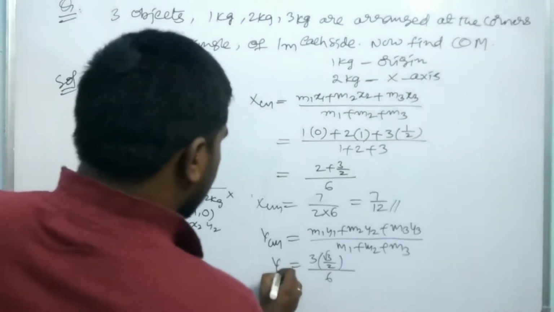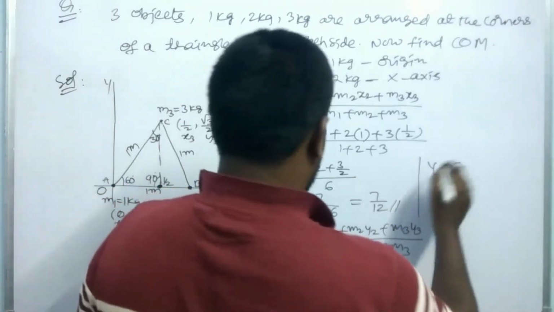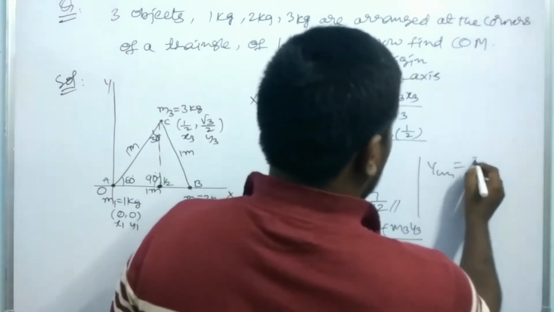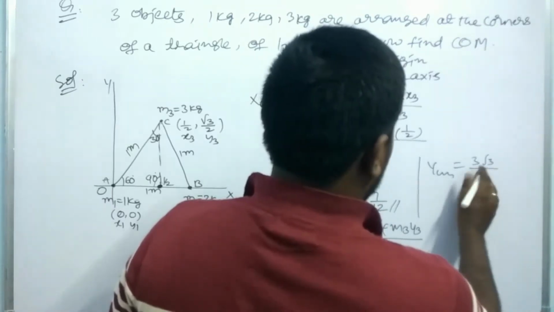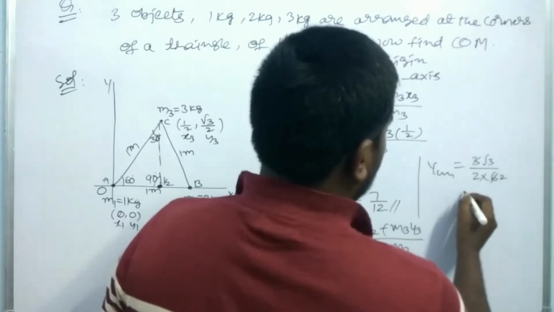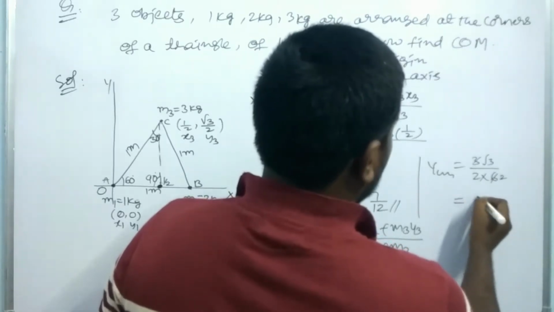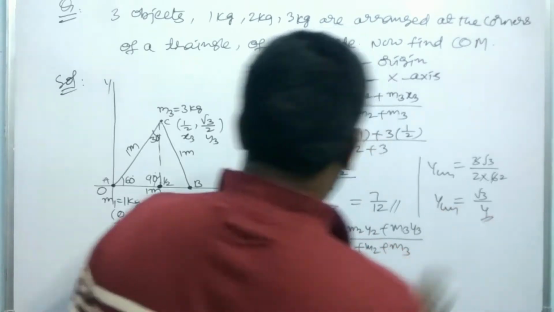So now let us write ycm. How can we write that? Root 3 by 2 into 3, divided by 6. So 3 twos are 6, and we get root 3 by 4. ycm is equal to root 3 by 4.